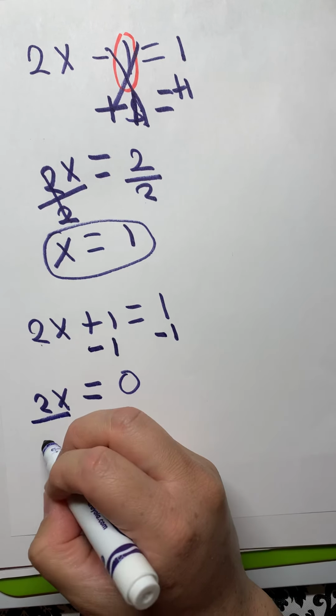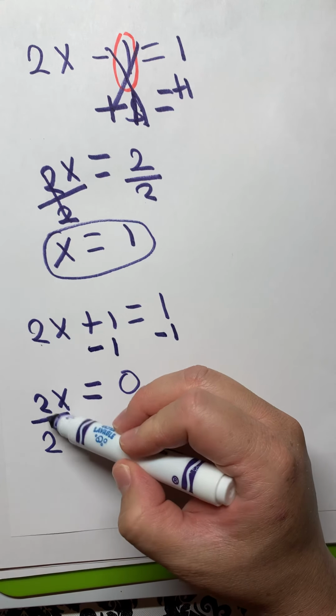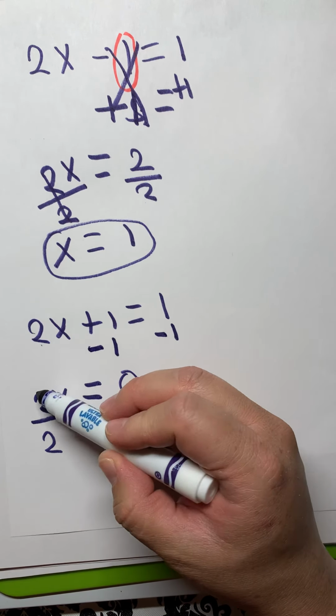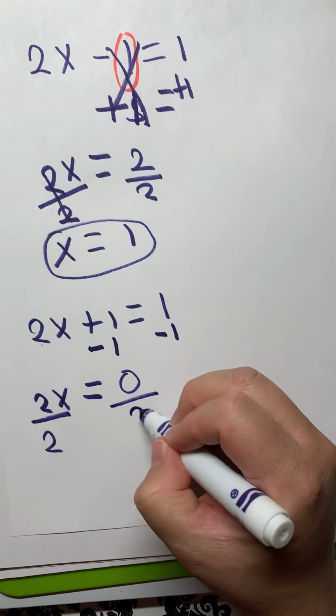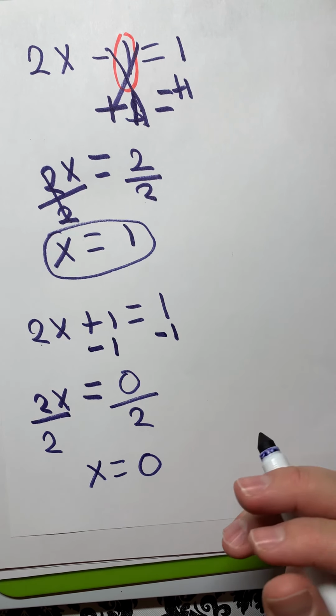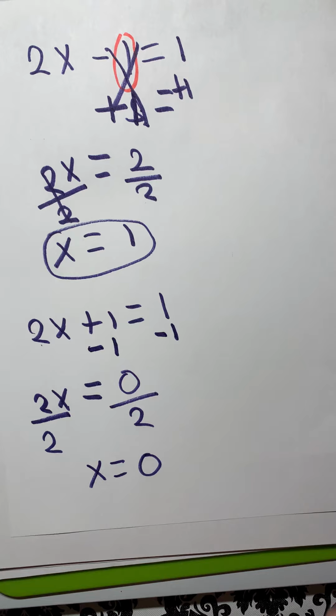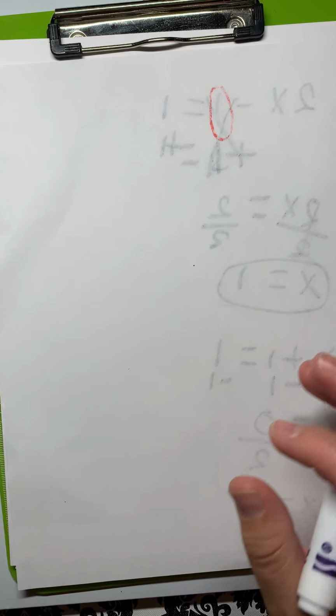When we divide by 2, the reason you're dividing by 2 here is you're still doing the multiplication. 2 times x, the opposite of that is dividing by 2. 0 divided by 2 equals 0. We'll do one more just to emphasize this, and then we can get started on our lesson.